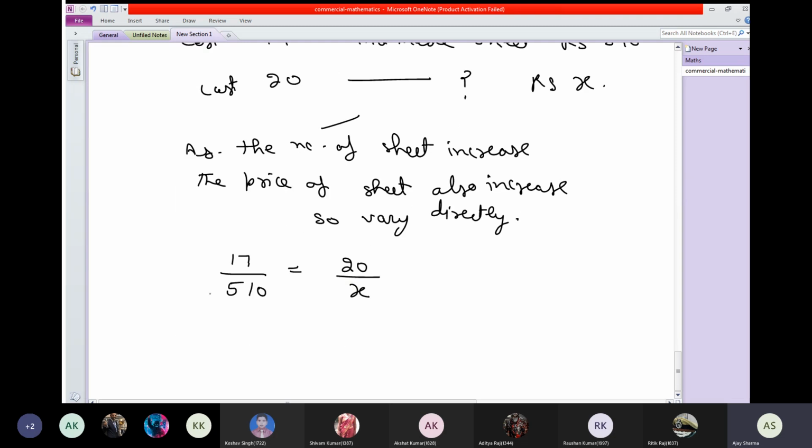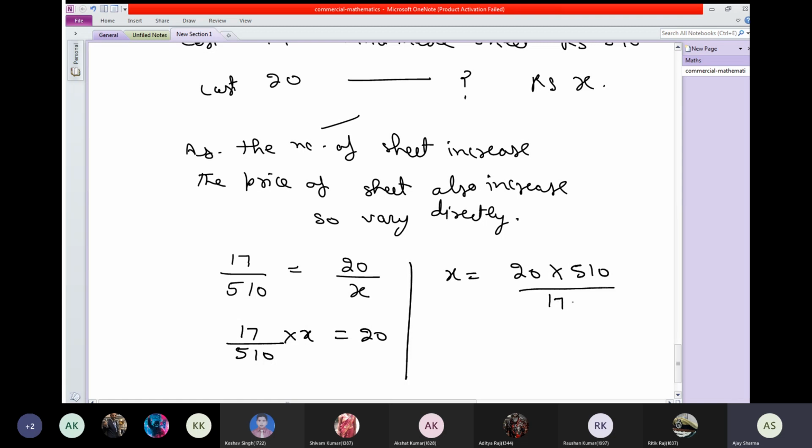Now in the next step, x goes to the other side. It will be 510 multiplied by x equal to 20. And that is the last step now. x equals 20 multiplied by 510 divided by 17. 17 into 1 is 17, 17 into 3 is 51, 0 as it is, and x equals 20 multiplied by 30. That equals what?